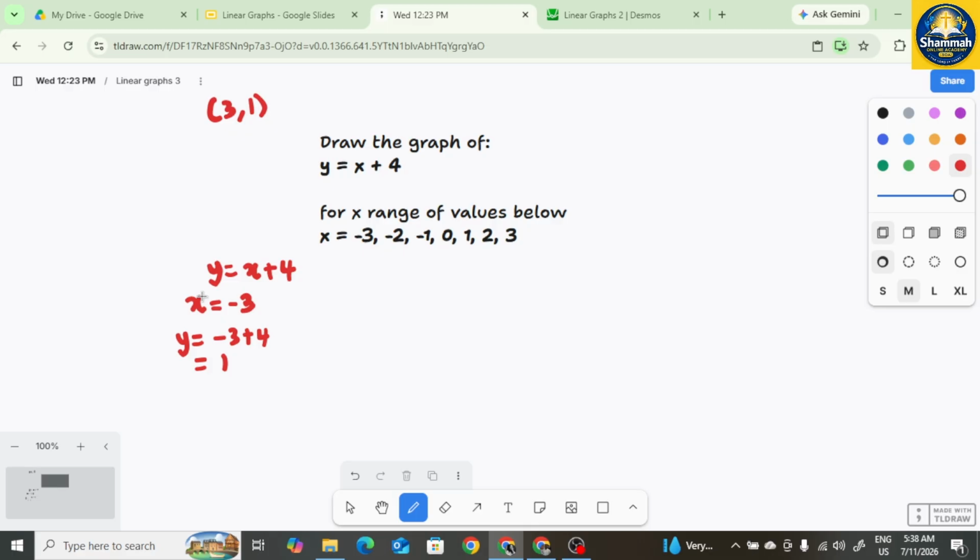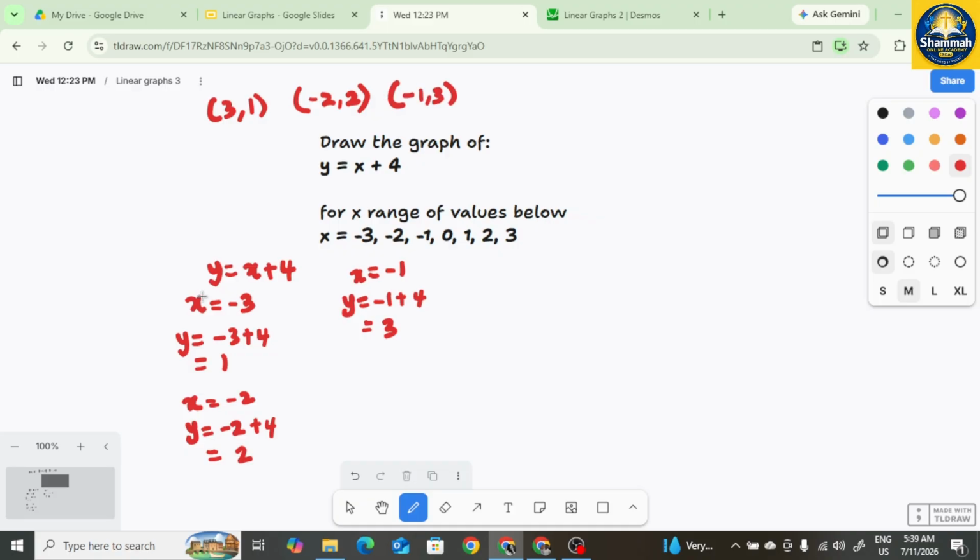Next we have, when x is equal to minus 2, y will be minus 2 plus 4, which gives us what? 2. So our next ordered pair will be minus 2 and 2. Next we have x is equal to minus 1. So y will be minus 1 plus 4, which gives us what? 3. So our next ordered pair will be minus 1 and 3. Then we have x is equal to 0. So y will be 0 plus 4, which gives us what?